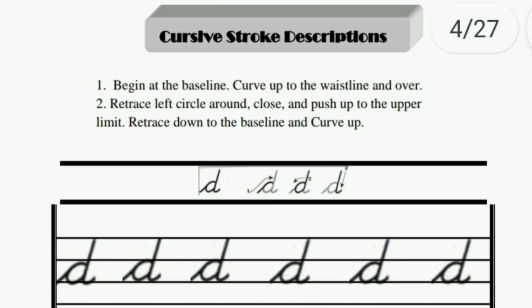Begin at the baseline. Curve up to the waistline and over. Retrace left, circle around, close and push up to the upper limit. Retrace down to the baseline and curve up.